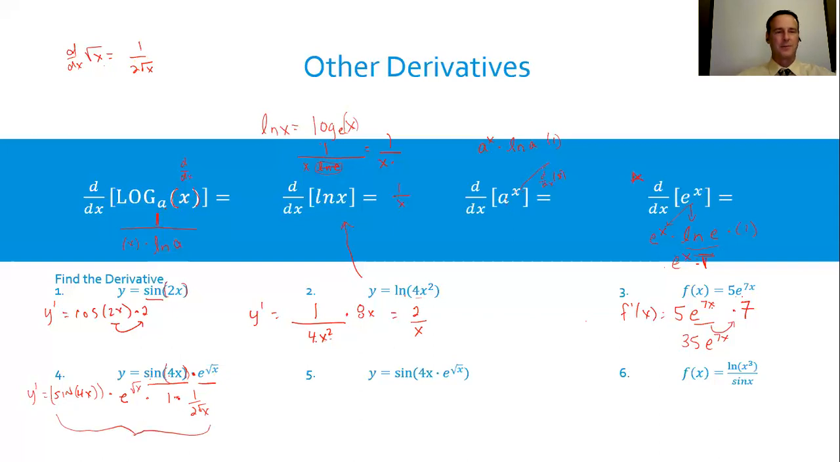And these are all times signs. Now, second part: first times the derivative of the second is the first part. Second times the derivative of the first, so e to the square root of x. And the derivative of the first, the derivative of sine, is cosine. And then chain rule, multiply that by 4.